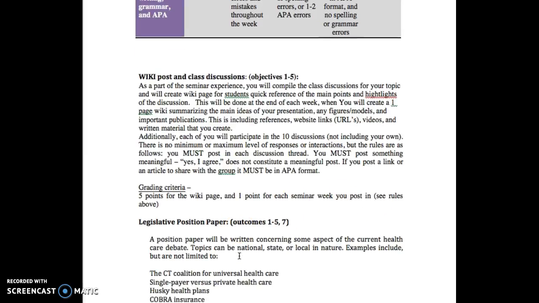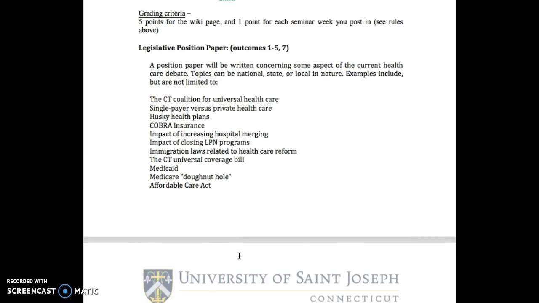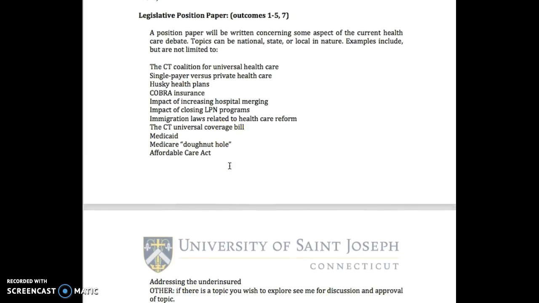Don't panic. The legislative position paper, you can pick any health-related topic. It can be something that's national, state, or local. These are some of the examples.